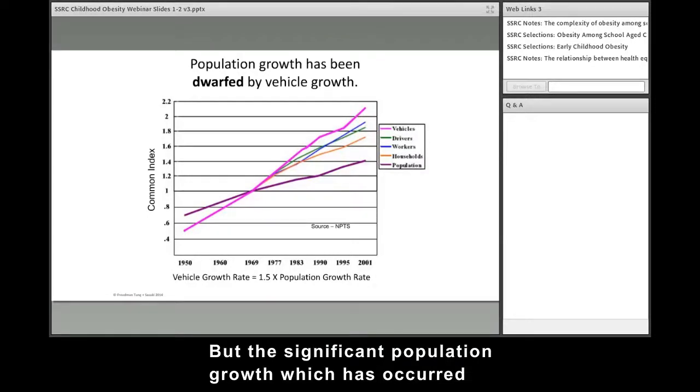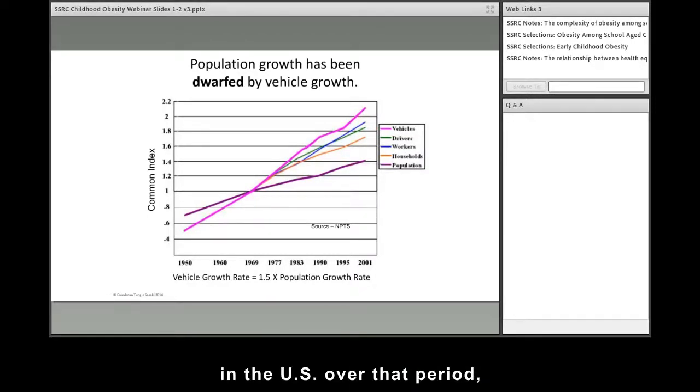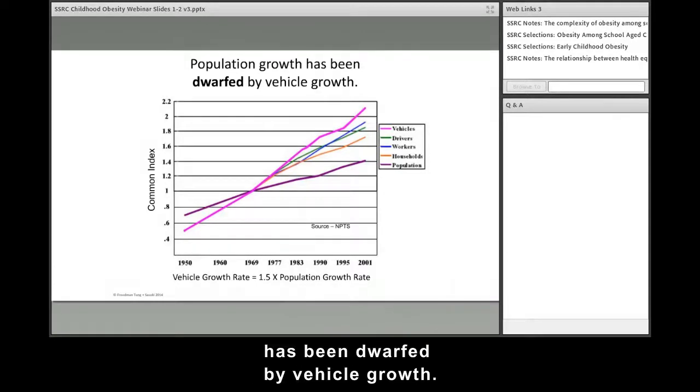But the significant population growth which has occurred in the U.S. over that period, or since the end of World War II, has been dwarfed by vehicle growth.